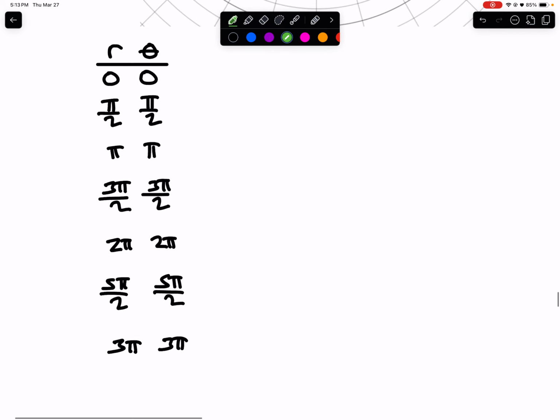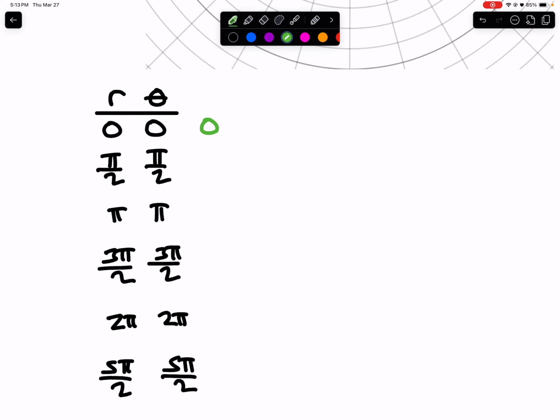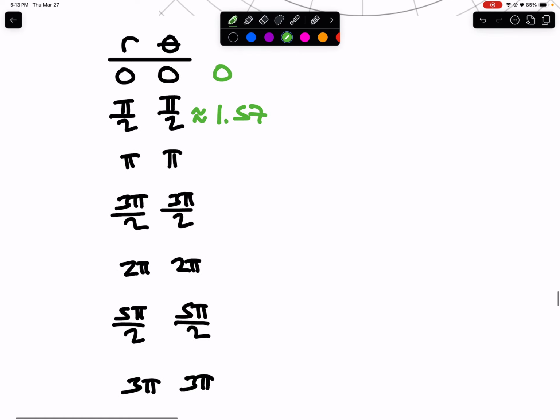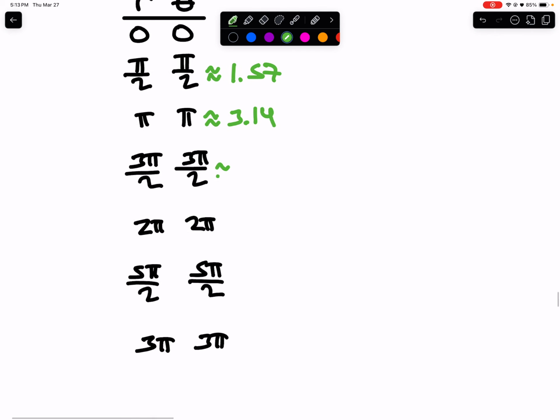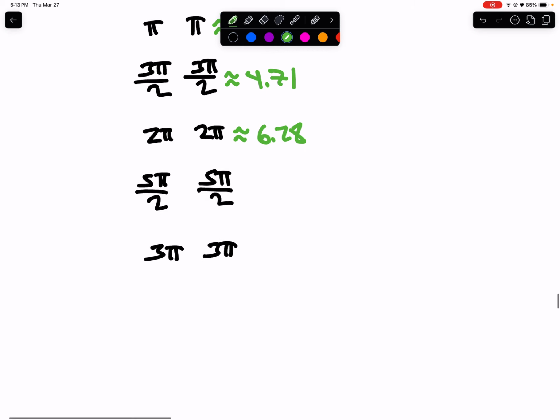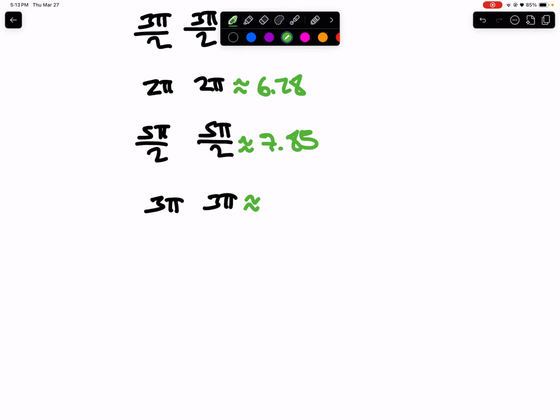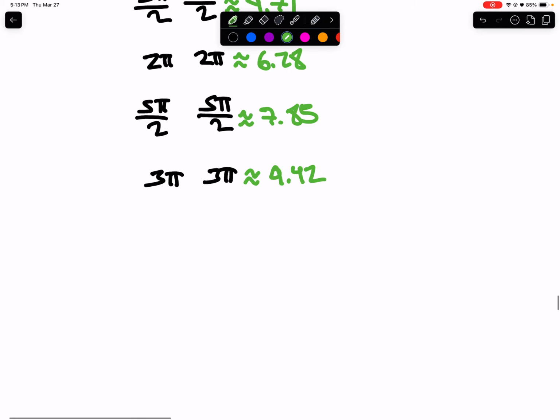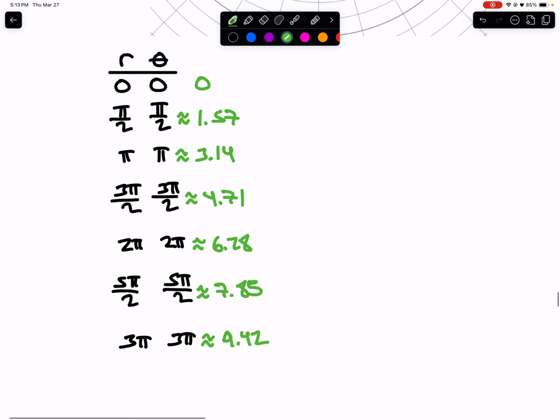So if I were to do the decimal expansion of all these, well, 0 is obviously 0. Pi over 2 is about 1.57, and then pi, as we all hopefully know, is 3.14. 3 pi over 2 is going to be about 4.71. 2 pi is about 6.28. 5 pi over 2 is about 7.85. And 3 pi is approximately 9.42.